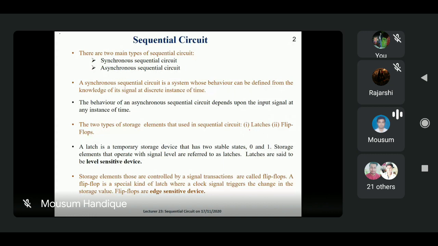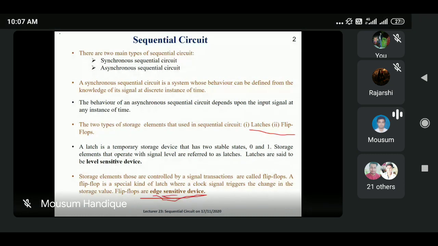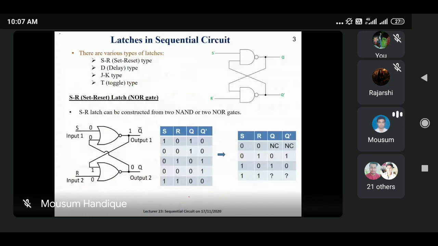So we discussed the latch and flip flop, how a latch actually works, and the difference between latch and flip flop. A latch works in a level sensitive way, and a flip flop is edge sensitive. So in the flip flop we are using edge sensitive. Do you know the difference between level sensitive and edge sensitive?